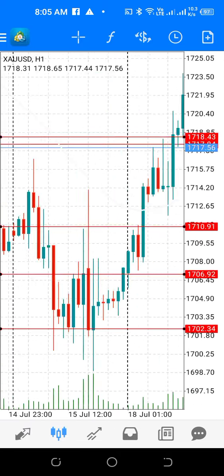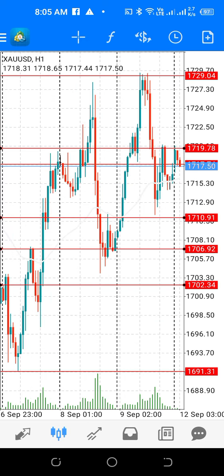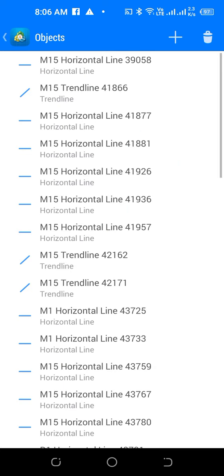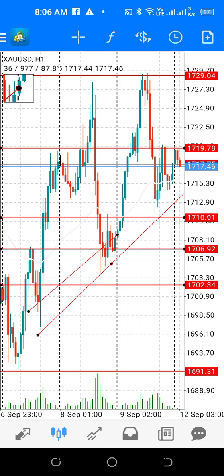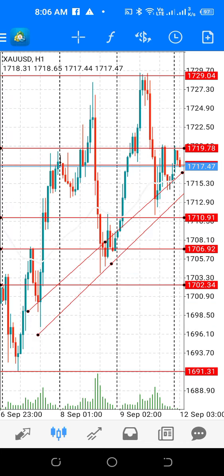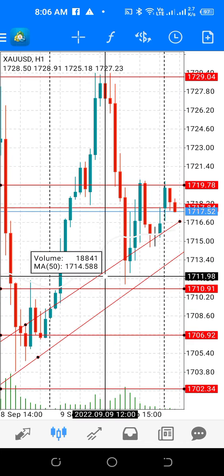hourly, let's check on the hourly. So this is the structure of the hourly. Okay, considering that this is the market structure, we will make some trade because there are some liquidity here. These are the liquidity below this trend line. Okay, so for me, this bearishness will continue.